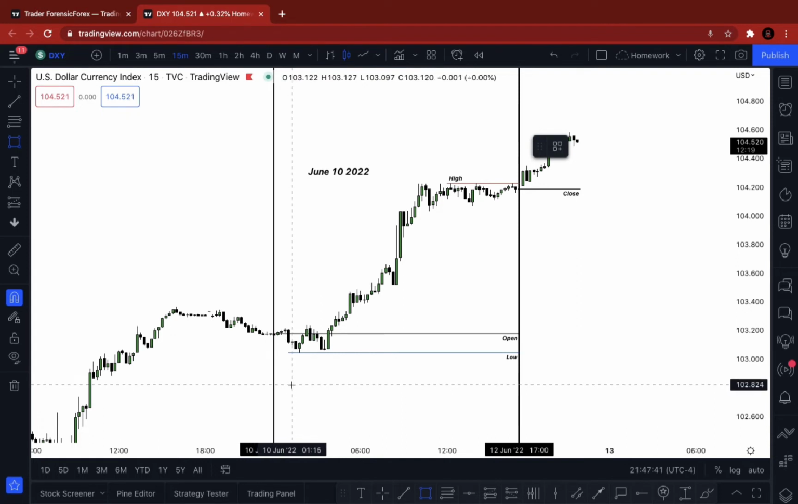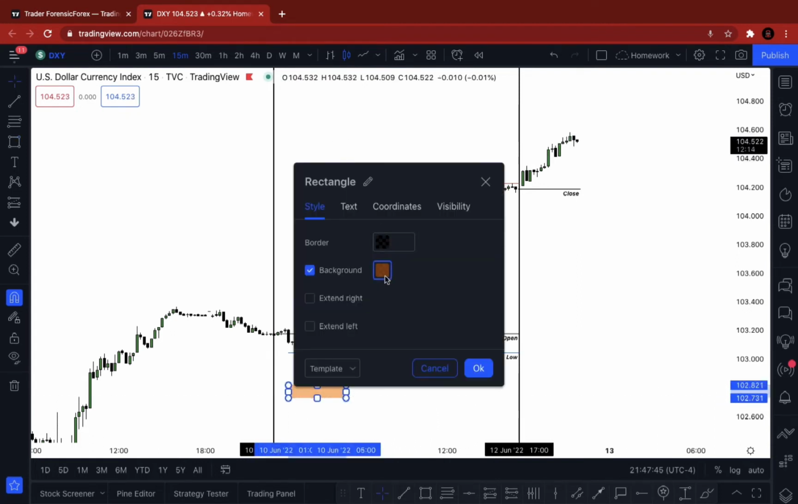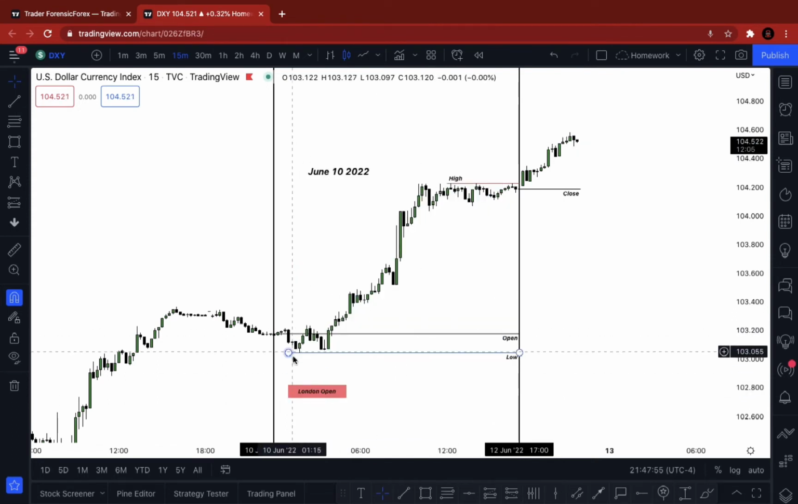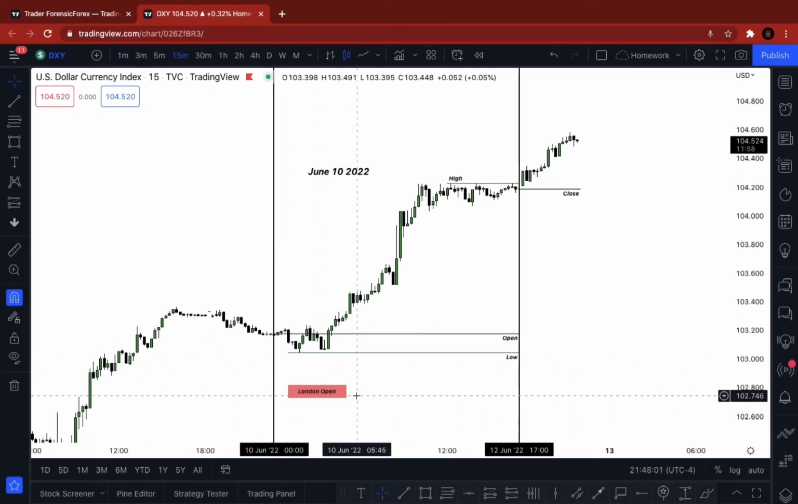That starts from 1 a.m. to 5 a.m. And I'm not going to get real detail with it, but as you can see, the London Open forms the low of the day within this time bracket. Moving on, you'll see in the next trading session, which starts from 7 a.m. to 10 a.m. Make sure we get this right.